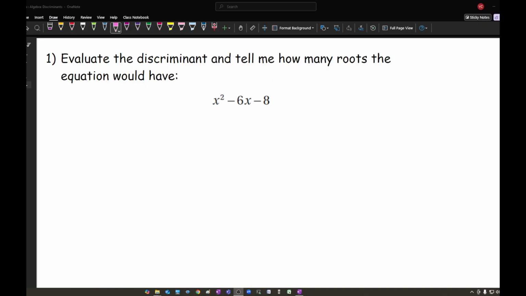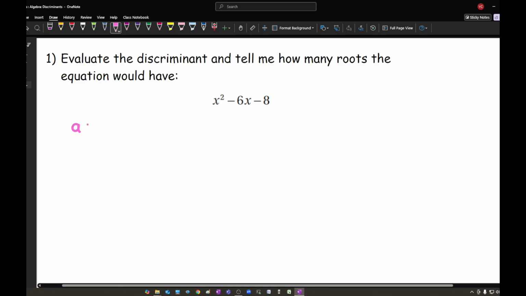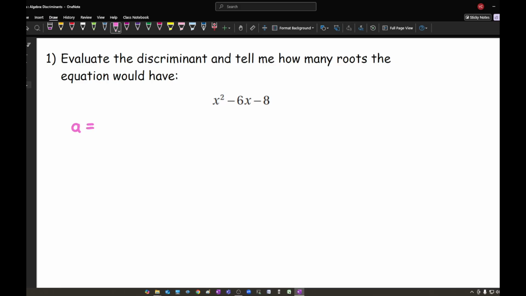So let's have a look at our first example. The question asks, evaluate the discriminant and tell us how many roots the equation has. It's not a case of making it equal to 0, so here we just have a quadratic expression. All I need to do first is state what my coefficients are for the quadratic formula. So my a, the coefficient of x squared, is 1, b, the coefficient of x, is minus 6, and our constant value is negative 8.